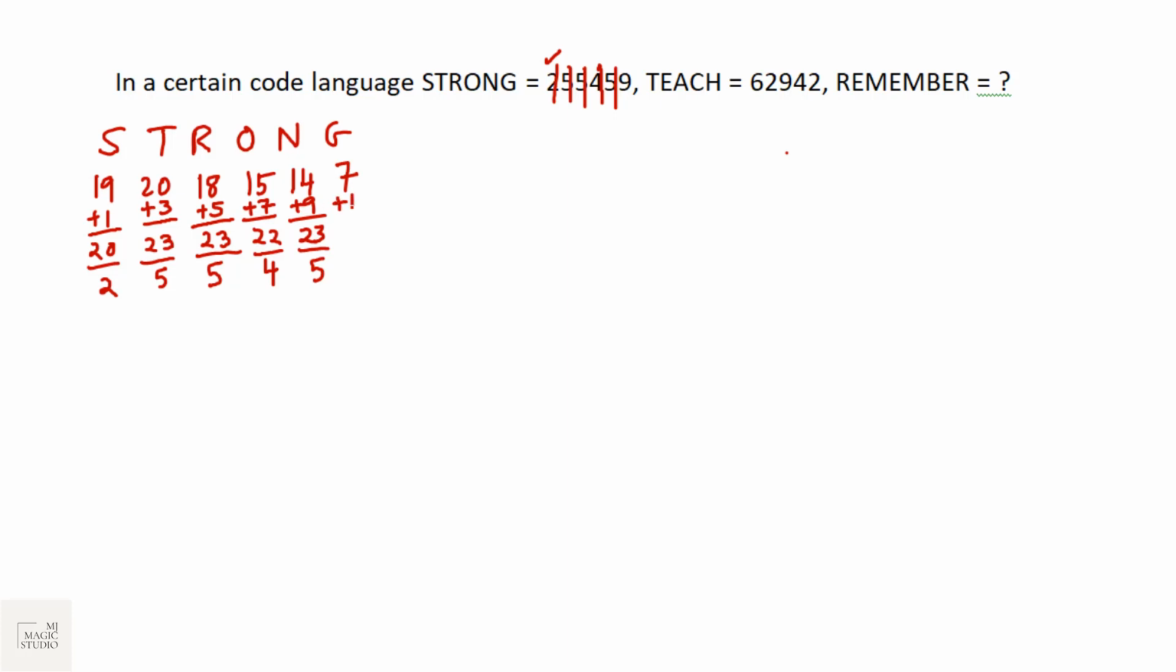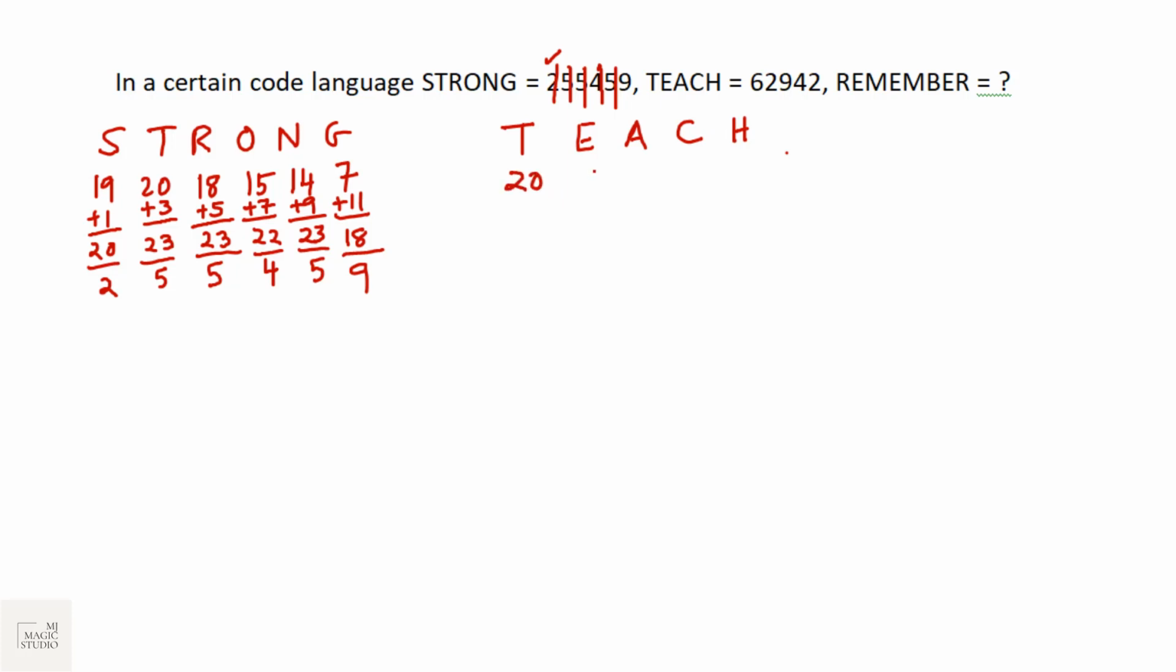After 9 it should be 11 because it is moving with a difference of 2. 7 plus 11 is 18 and 1 plus 8 is 9. Bingo, it's matching with 2, 5, 5, 4, 5, 9. Okay, let me check that whatever we have done with strong, does it match with teach also.